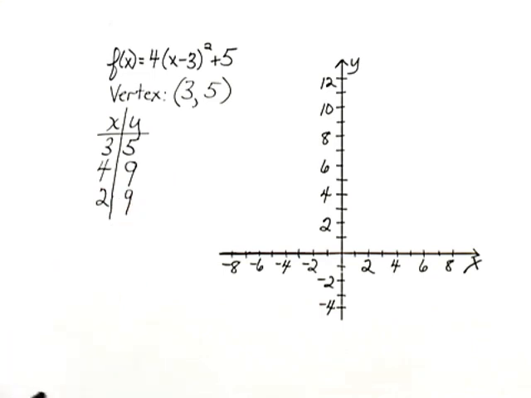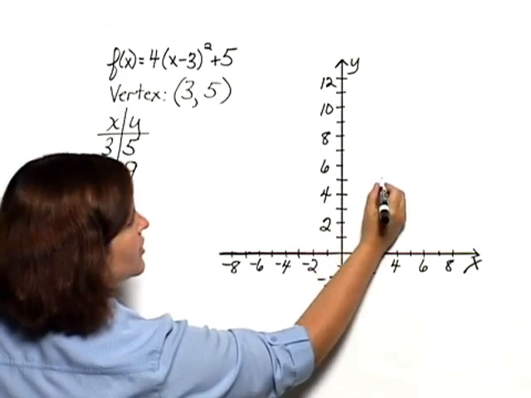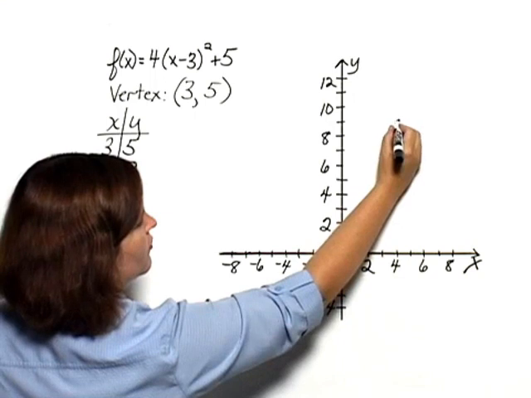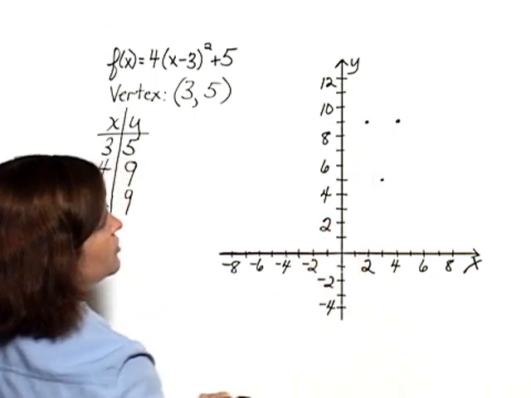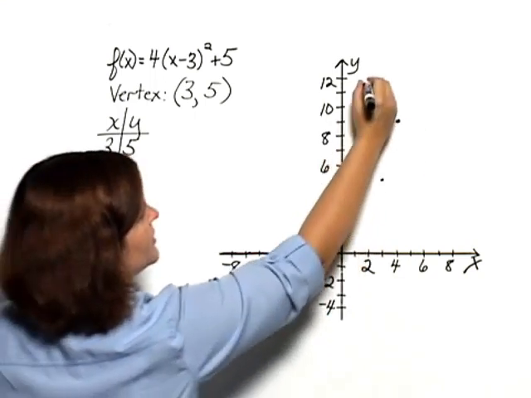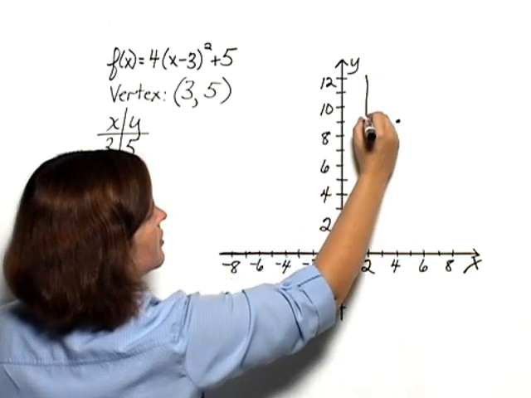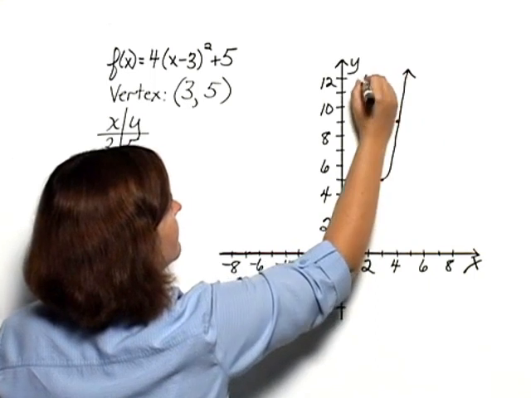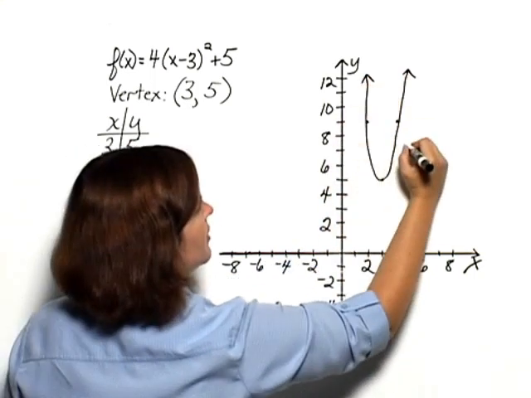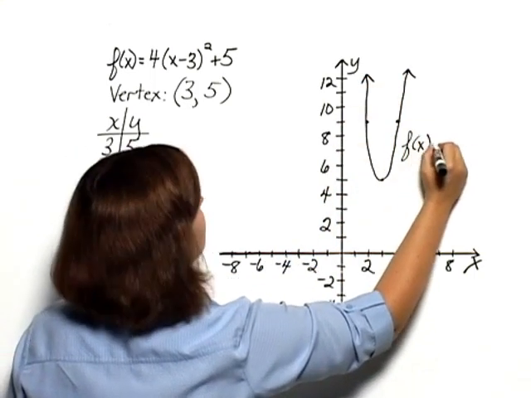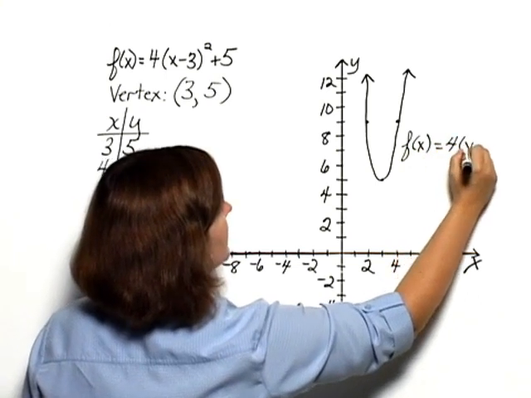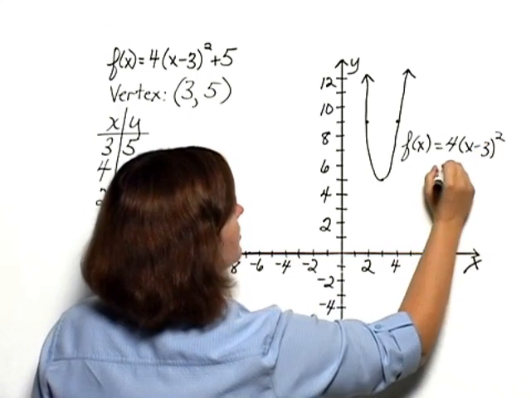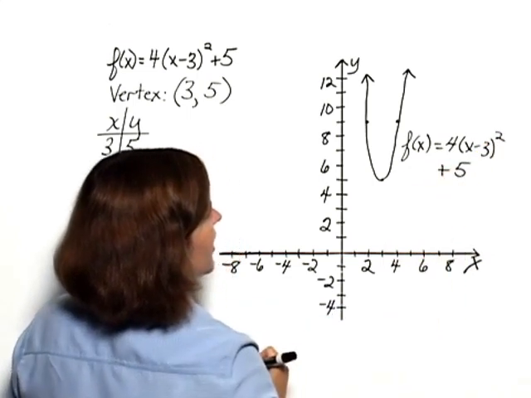That gives us 3 points on the graph, which will give us a pretty good idea of how to draw the parabola. That's 3, 5, 4, 9, and 2, 9. And then we sketch the parabola and label it. F of x equals 4 times x minus 3 squared plus 5.